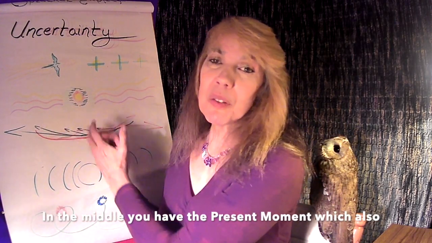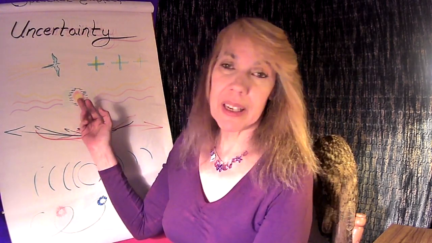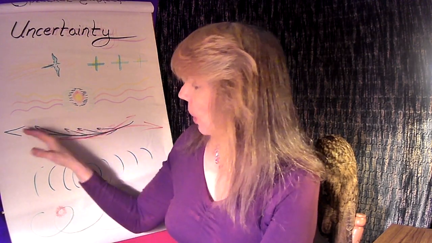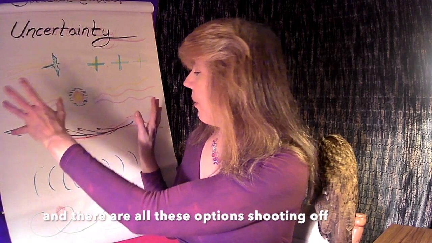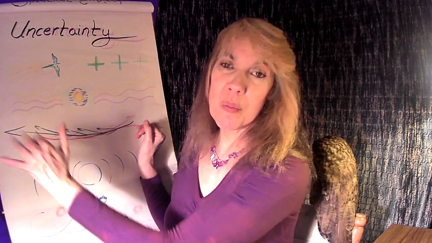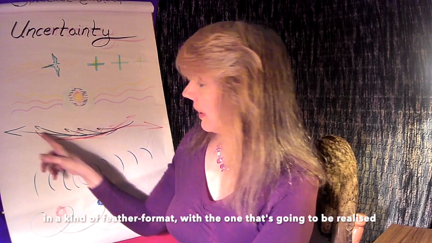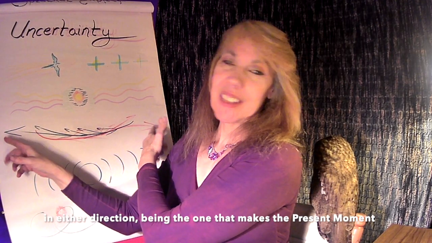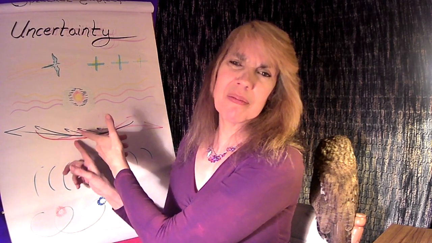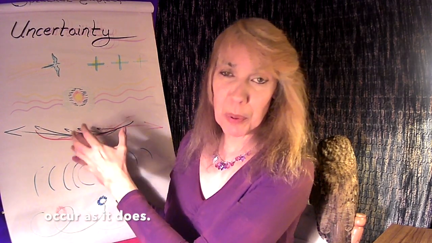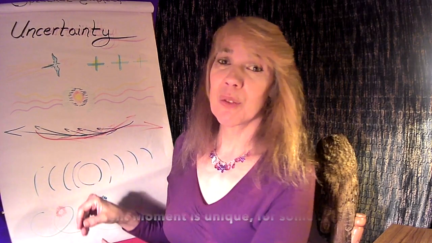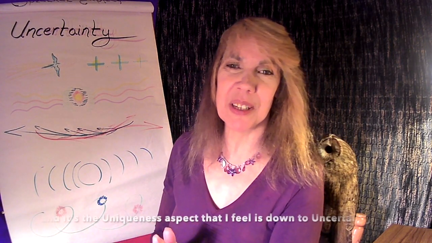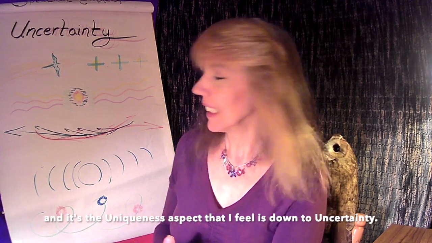In the middle you've got the present moment, which also happens to encapsulate particle reality, and there are all these options shooting off in a kind of feather format. So the one that's going to be realised in either direction is the one that makes the present moment occur as it does. That every present moment is unique for some reason. It's the uniqueness aspect that I feel is down to uncertainty, and I'll explain why in a moment.